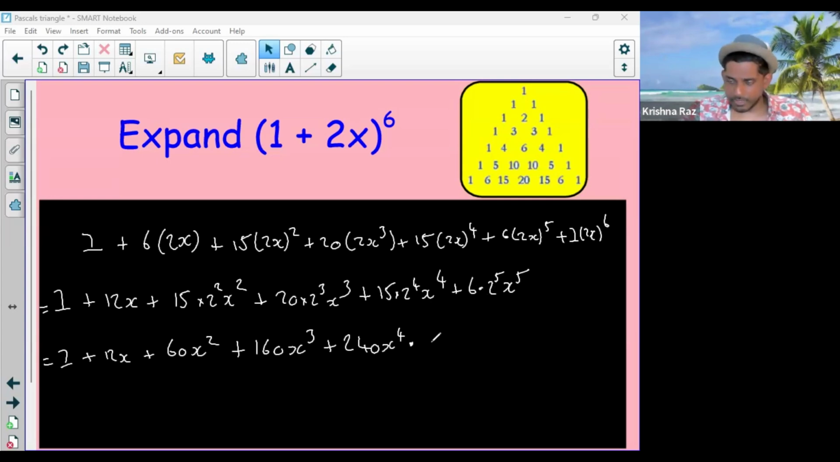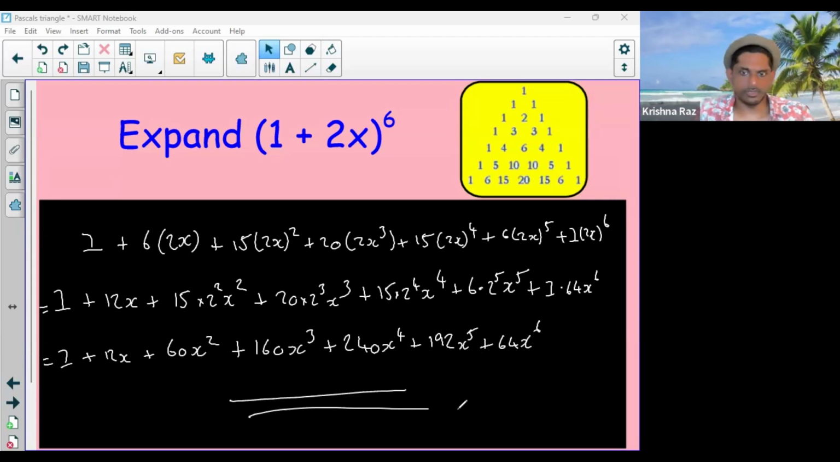So we have plus 6 times 32. Get the calculator. Got one. 192. I do feel like I let myself down a bit using the calculator, but what you can do. And the last one, 1 times 2 to the power of 6, which is 64, x to 6. And that's that.